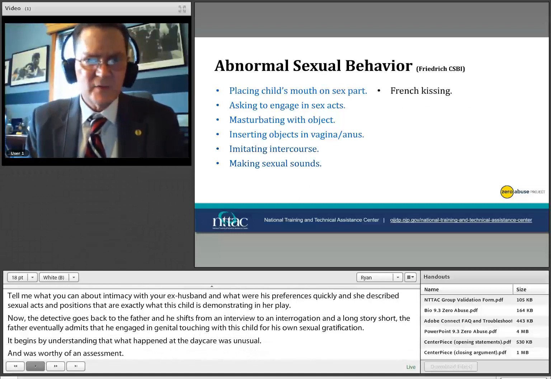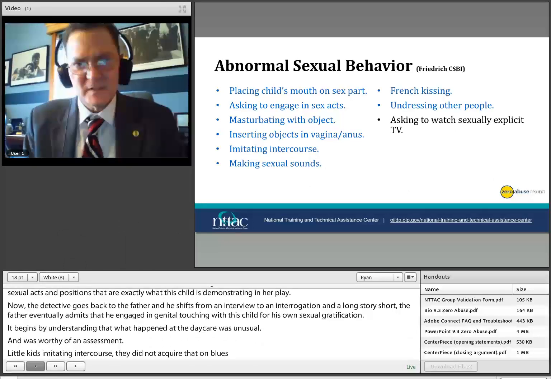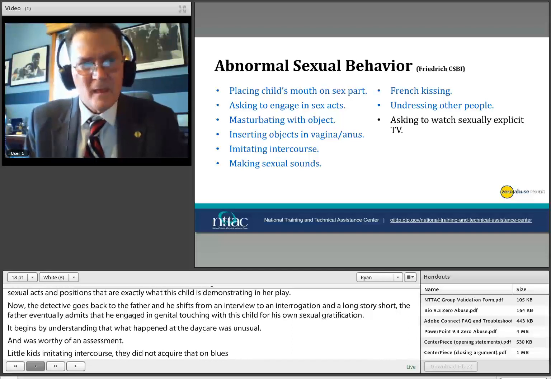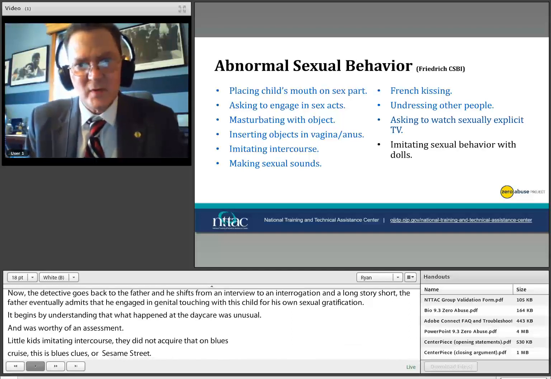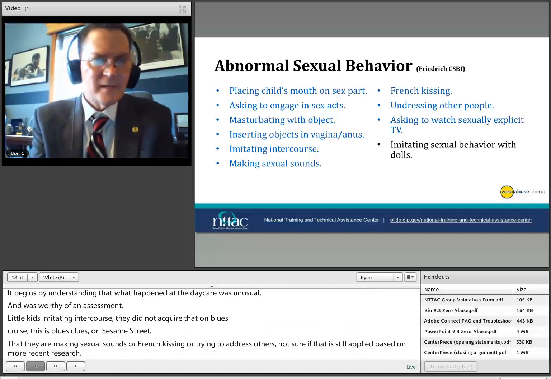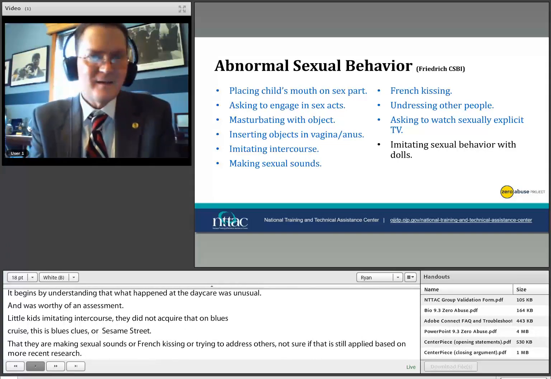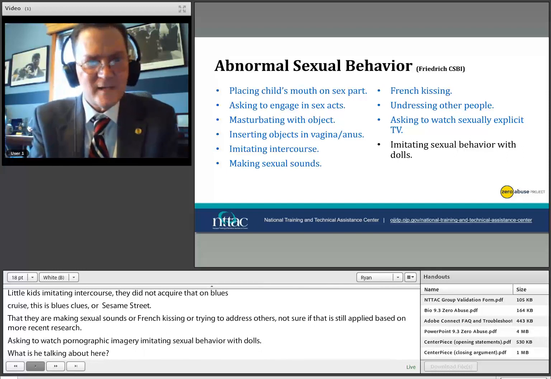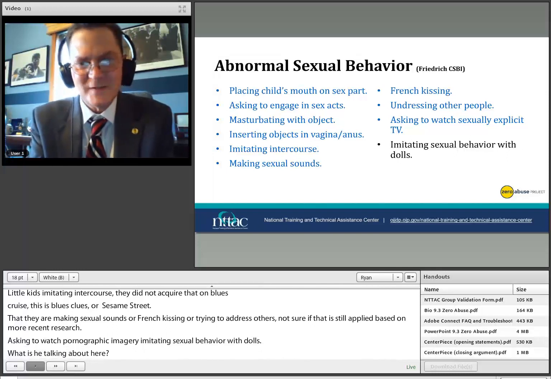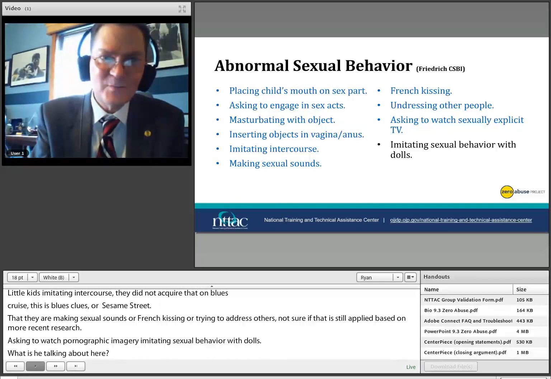It begins by understanding that what happened at the daycare was unusual and was worthy of an assessment. Little kids imitating intercourse, they did not acquire that knowledge on Blue's Clues or Sesame Street or Mr. Rogers. So where did that come from if a 4 or 5-year-old is demonstrating that in play or making sexual sounds or French kissing or trying to undress others? Not sure if that would still apply based on more recent research. Asking to watch pornographic imagery, imitating sexual behavior with dolls. What's he talking about here?